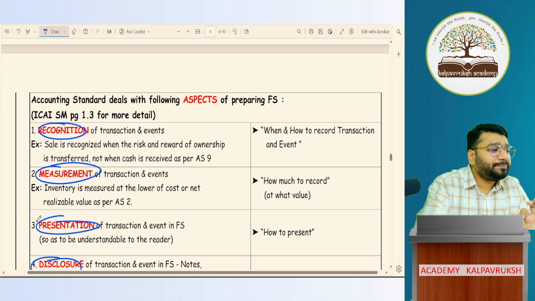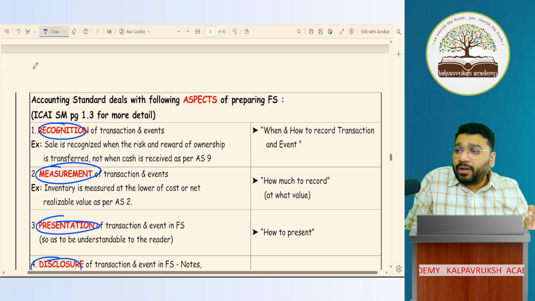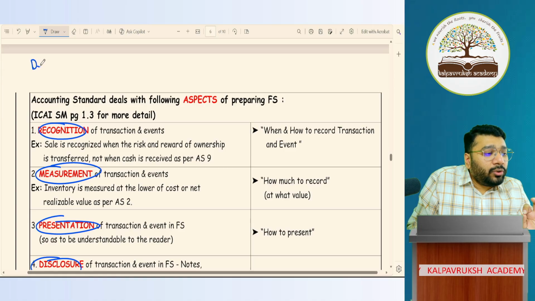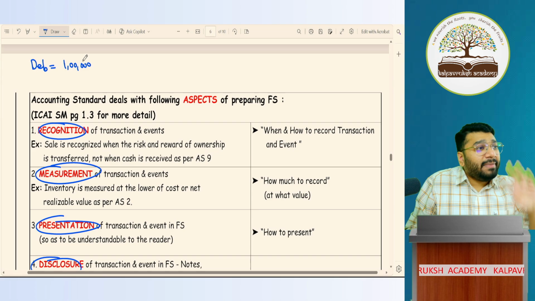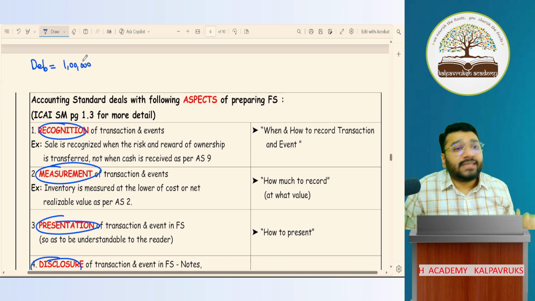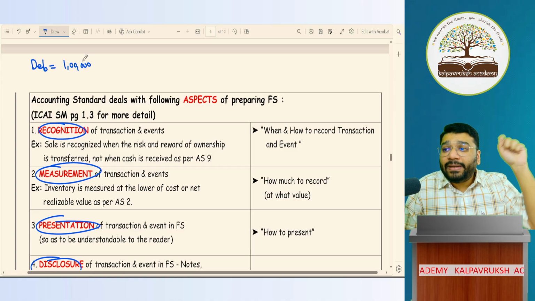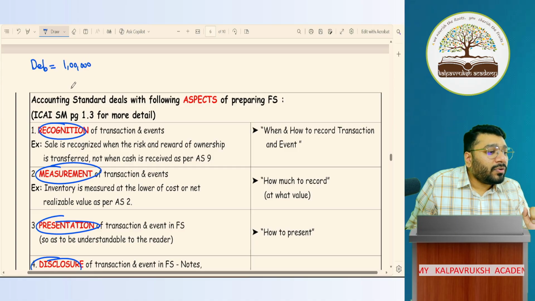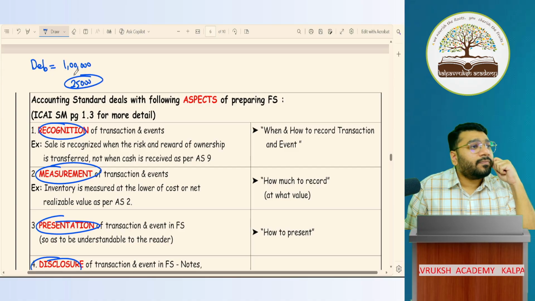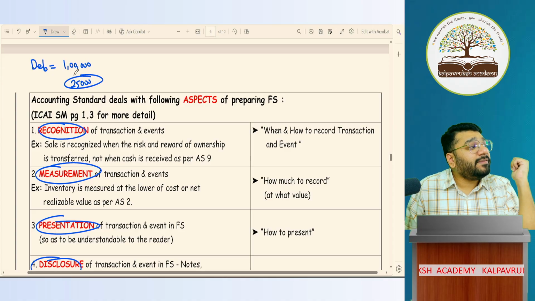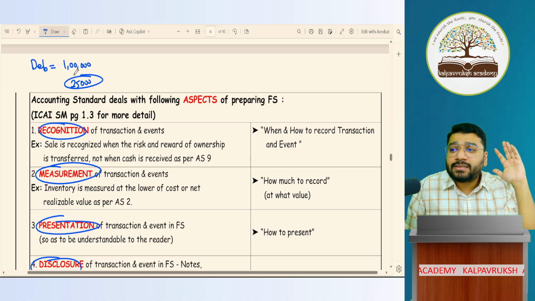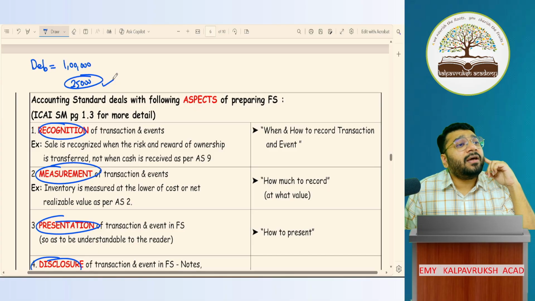I'll give an example. There's a particular company which has a total debtor balance worth 1 lakh rupees. There are many debtors from whom this company has to receive 1 lakh rupees. Out of so many debtors, there's one particular debtor from whom we have to collect 25,000 rupees. It's been long pending to receive this money. It's been several months or years that we have not got this money from this particular debtor.